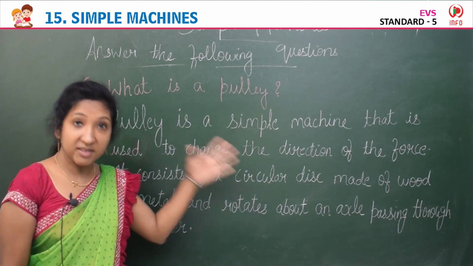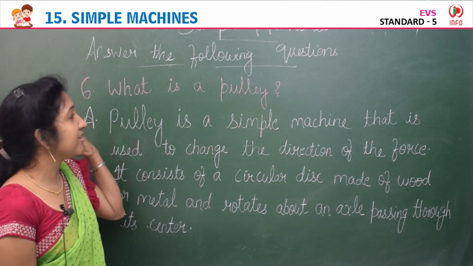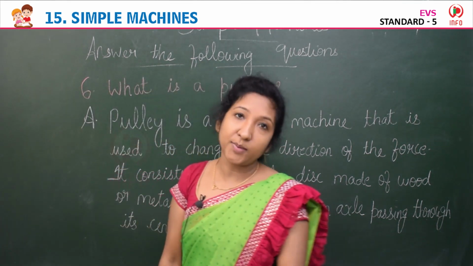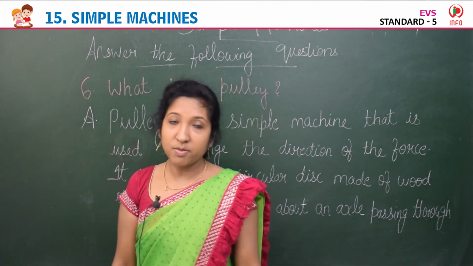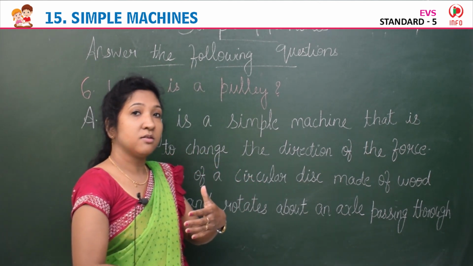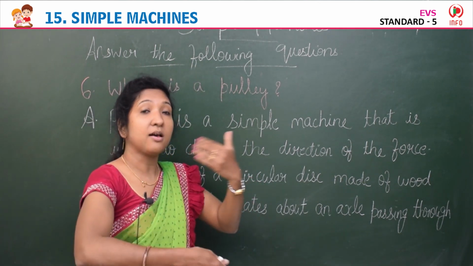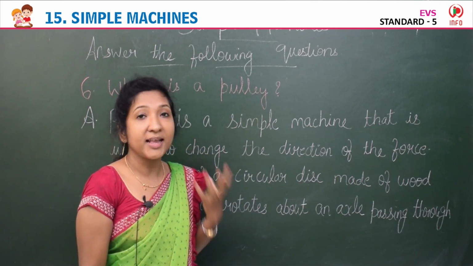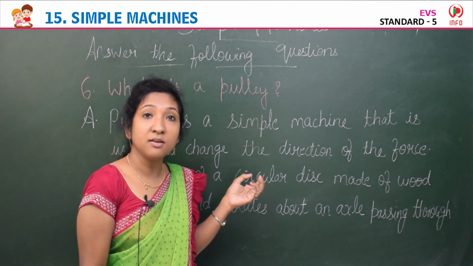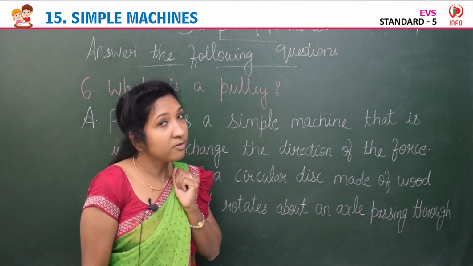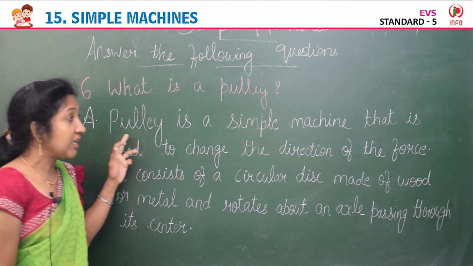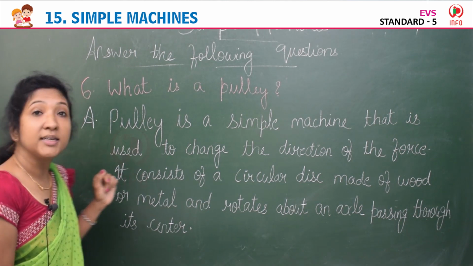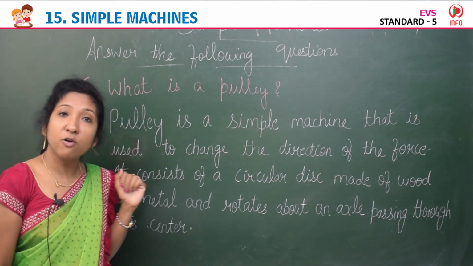So, coming to our next question, sixth question. What is a pulley? It is also a simple machine, isn't it? I showed one example of how to draw water from a well using this simple machine. How easily we can lift a bucket of water using a pulley. Yes or no? So, a pulley is a simple machine that is used to change the direction of the force.